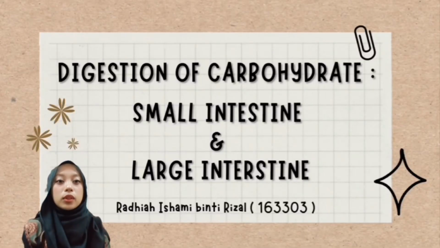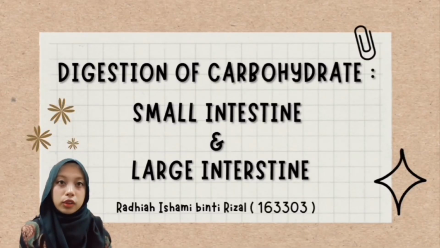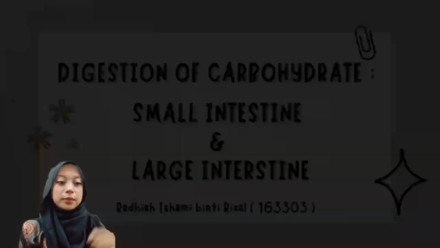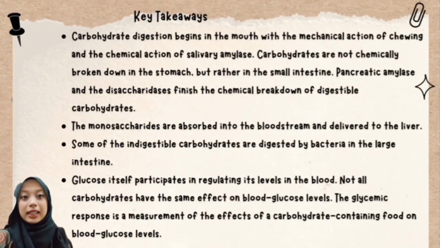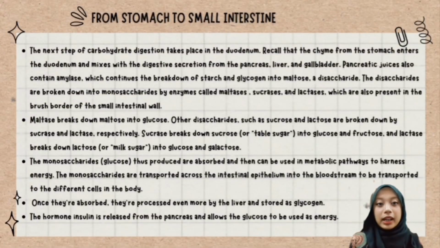Assalamualaikum and hi. Today I will continue the topic of digestion of carbohydrate in small intestine and large intestine. This is some overview that you can see. This is some key takeaway. As you know, my friend Aina already explained about the mouth and the stomach. So I will continue from stomach to the small intestine.